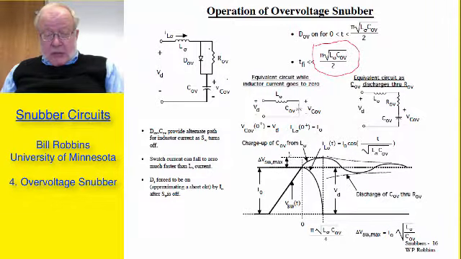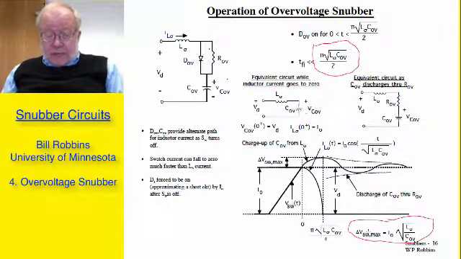The overvoltage maximum is the value that I'm showing right here, which one can get by computing what the L dI/dt is and adding to it V sub D. But this is the increase in voltage above V sub D. And clearly, one way of minimizing that voltage is to have a large overvoltage capacitor.